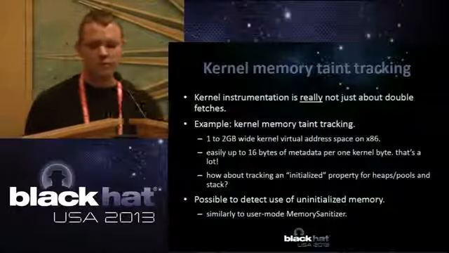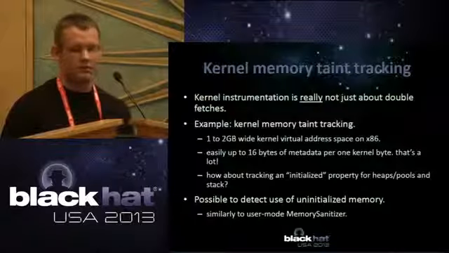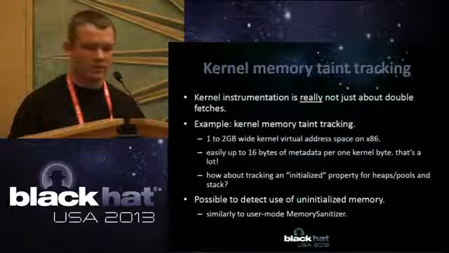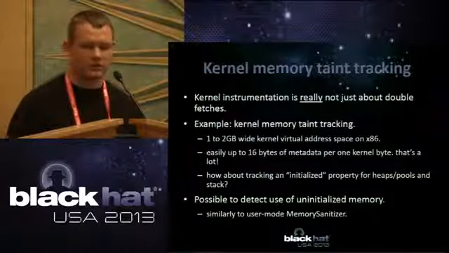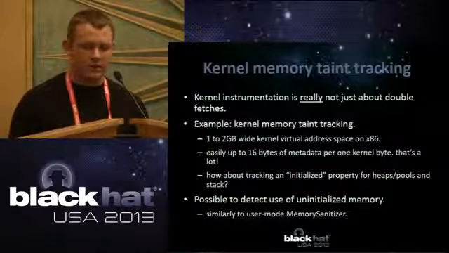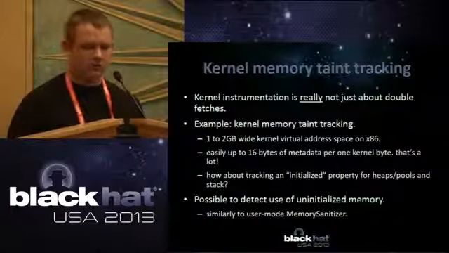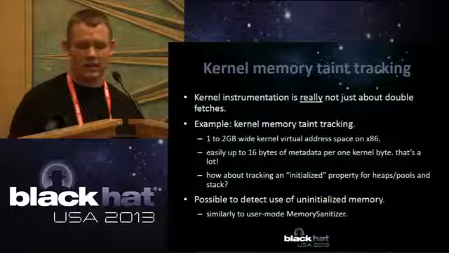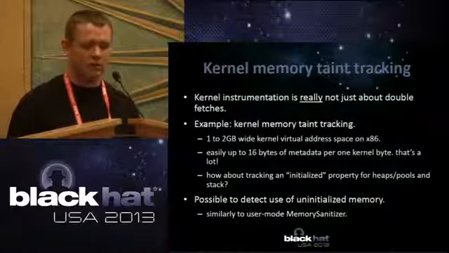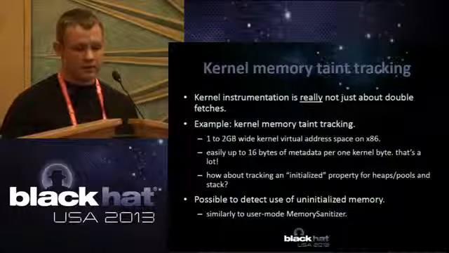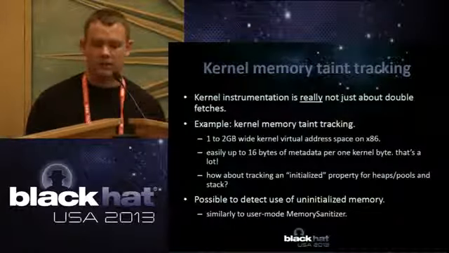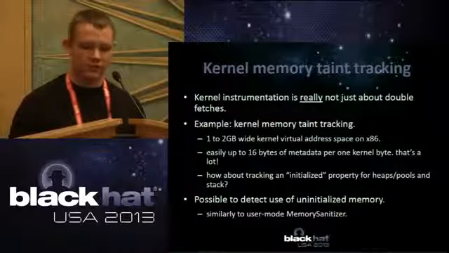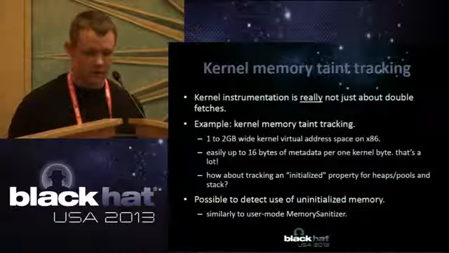One potential application of that could be doing taint tracking of kernel memory. On 32-bit Windows, for example, or any other operating system, you have a 1 to 2 gigabyte wide kernel address space, which is not too much. Considering the current amounts of RAM that you can have in your computer, you can easily have up to 16 bytes of shadow memory describing a single kernel byte, which is a lot of information that we could store there. So, for example, how about tracking the initialization property of heaps and pools and stack that reside in the kernel, and trying to find some bugs using this?